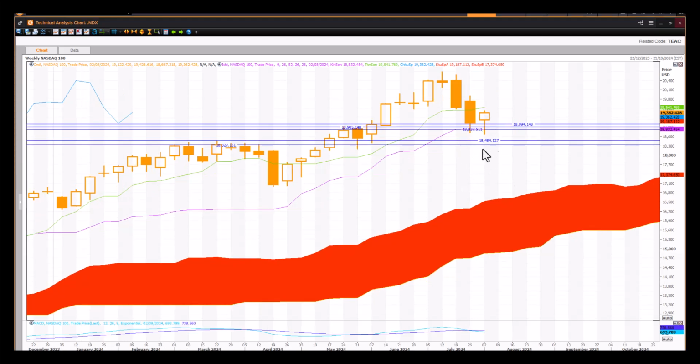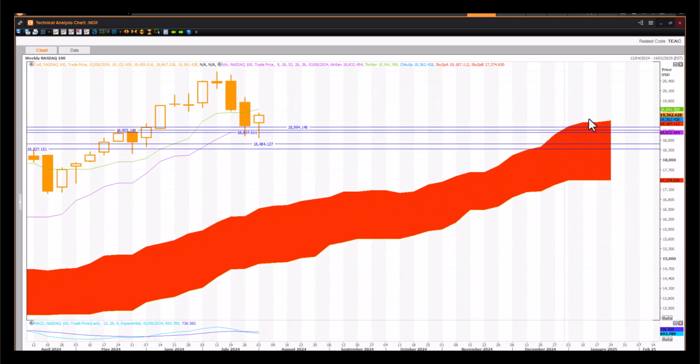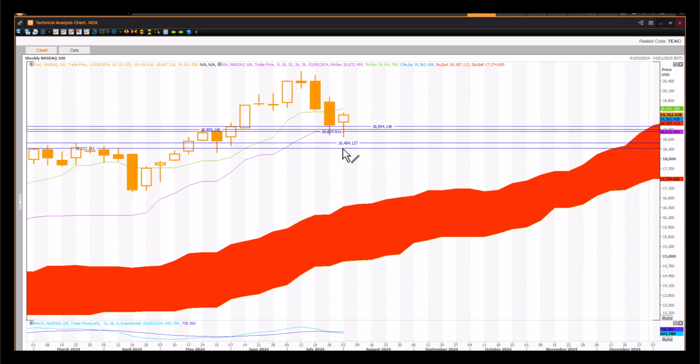Price action above the cloud is bullish, and you can see this front end of the cloud is a critical support zone. Downside risk is towards this old high, 18827. So if we get any kind of weakness and slice through the 18887 zone, then 18484 is the next one.